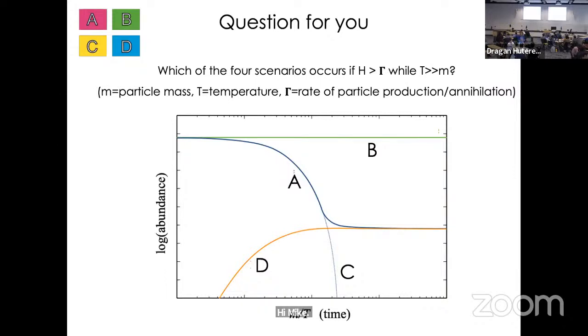So think about, what does the Hubble rate being larger than the interaction rate mean? What happens at that point? In terms of microphysics, what stops happening?